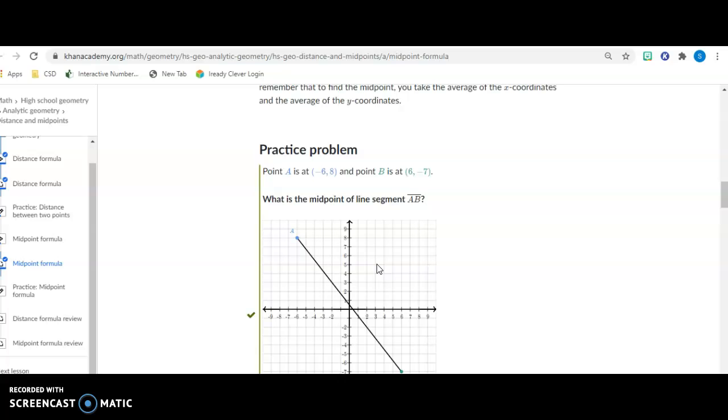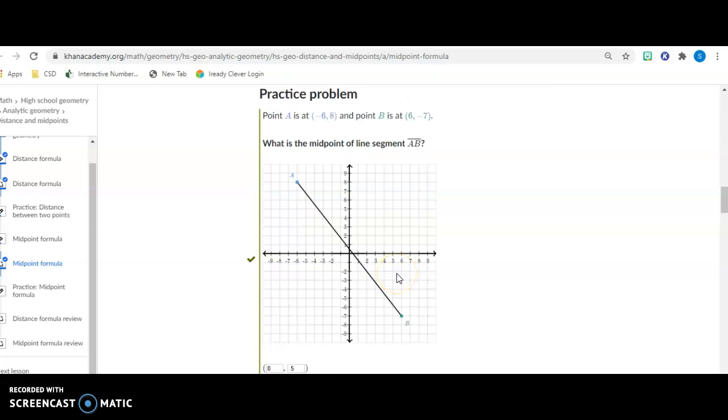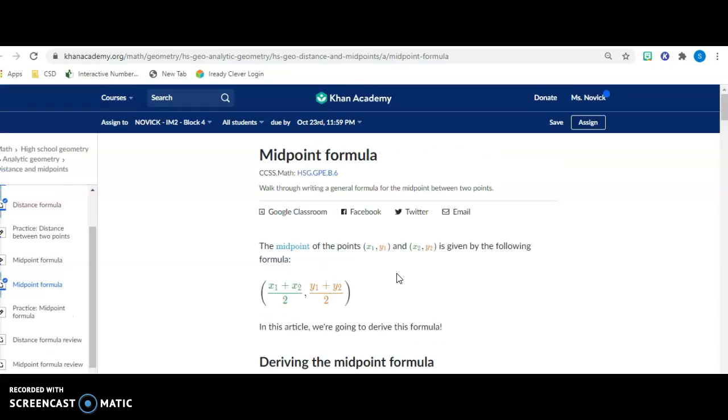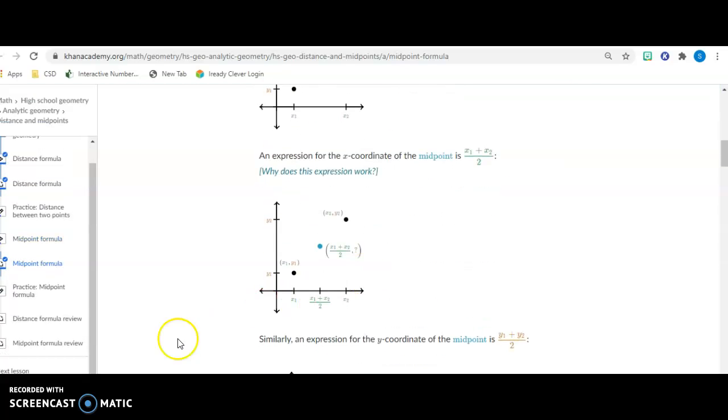So that's your task and goal for today, to work on the midpoint formula. And if you have any questions, of course, I'll be available at class time at 11 o'clock.